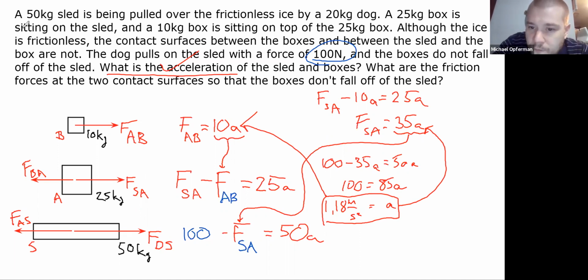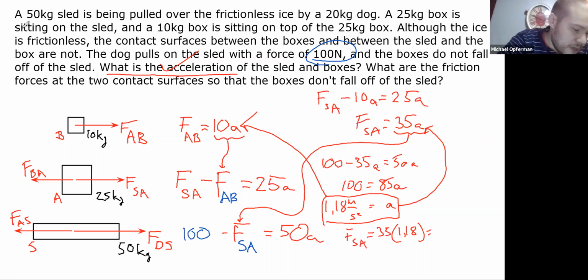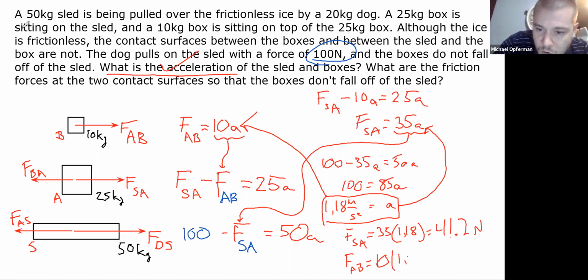So I'm going to have FSA equals 35 times 1.18, and that will give me 41.2 newtons, and FAB is 10A, so that's 10 times 1.18, and that will be 11.8 newtons. So there is the second part of the answer, the two contact forces.